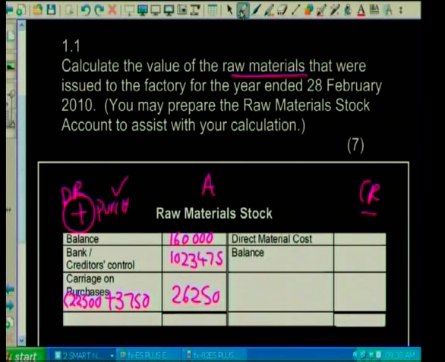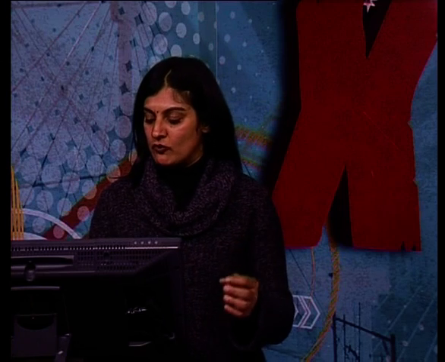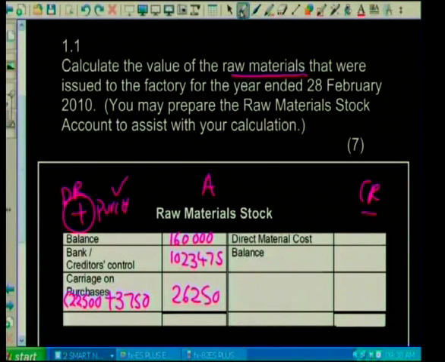Right. Let's now carry on, guys, with our calculation. So we've recorded our purchases, we've recorded our carriage on purchases. Now let's look at our balance at the end of the year. Now remember, guys, what's the objective of this question? We're trying to calculate how much of raw material stock was used in the making of the shoes or the product itself. So we've recorded all our items on the debit side.